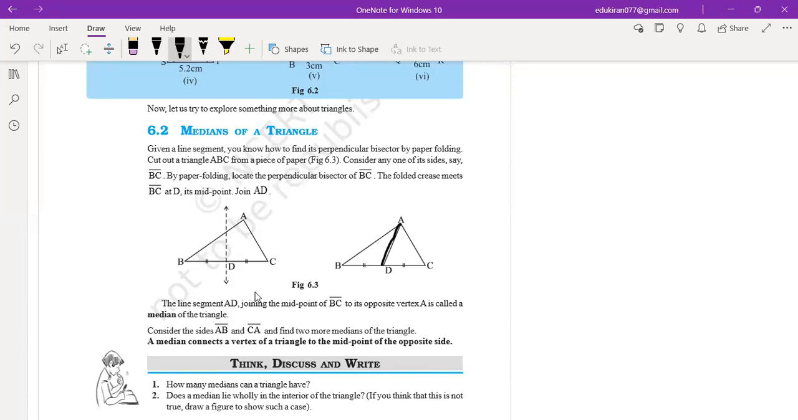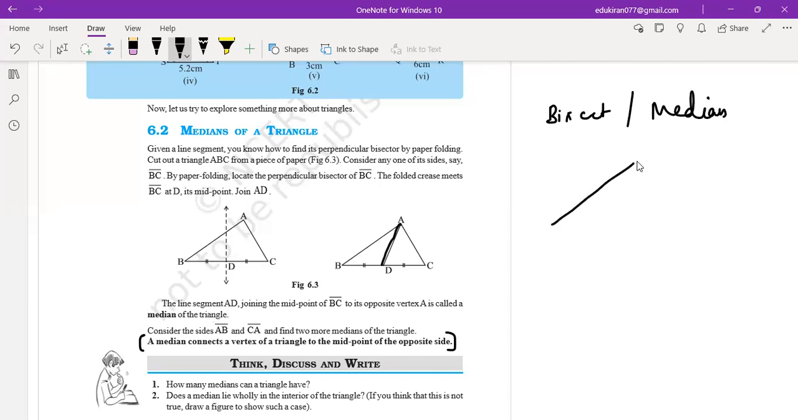Ma'am, right? I remember you said something from B. That was the line, the bisect. This is median. Clear? So bisect and median are different, not one and the same. Bisect will divide a line into two equal parts.